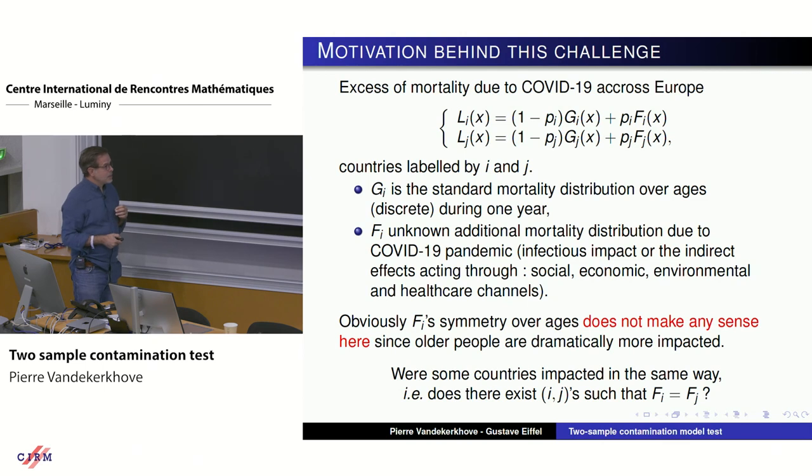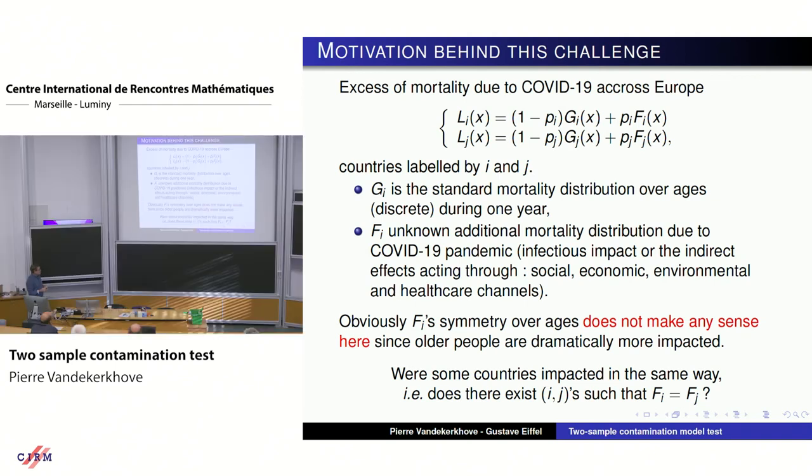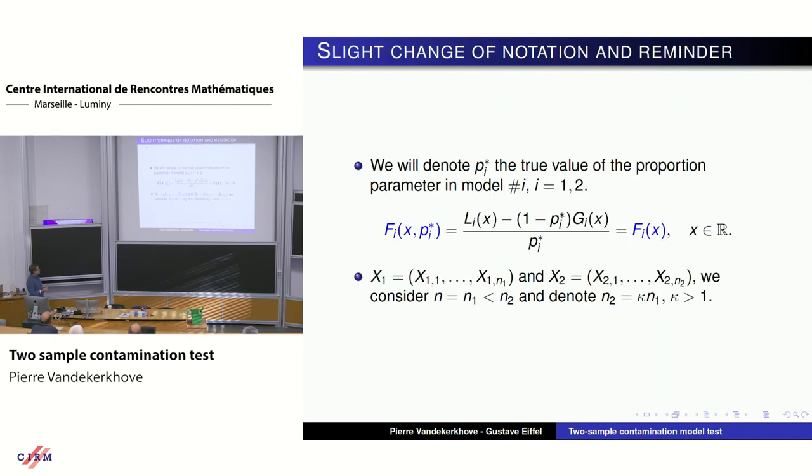Okay, and the goal was to try to test if the Fi, Fj are equal, knowing that the symmetry is no longer interesting here, because clearly older people were much more impacted compared to young people. So the symmetry here is not acceptable anymore. And we want to test anyway whether this condition happens or not. So this is the very basic problem which motivated us.